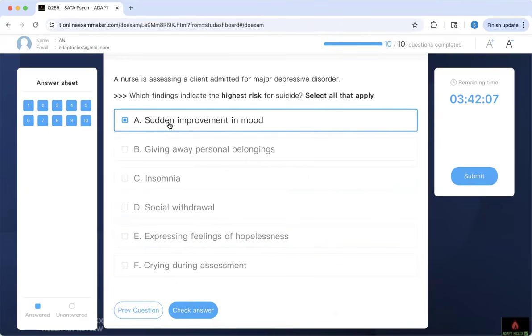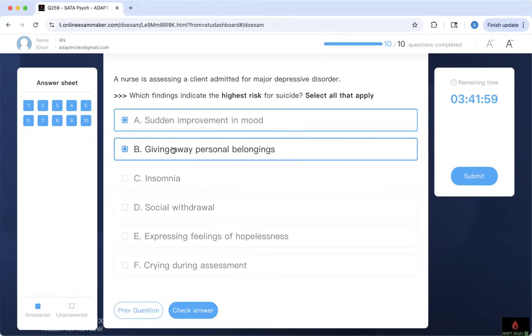When your symptoms go up and improve right away, that means bad problem, suicide. If you're giving your things away, that means you're giving up. Insomnia is a classic symptom of what? Depression. Social withdrawal, classic symptom. Hopelessness, classic symptom. It does not indicate you're going to kill yourself. That's what the question is going to ask. When you're crying, classic depression.